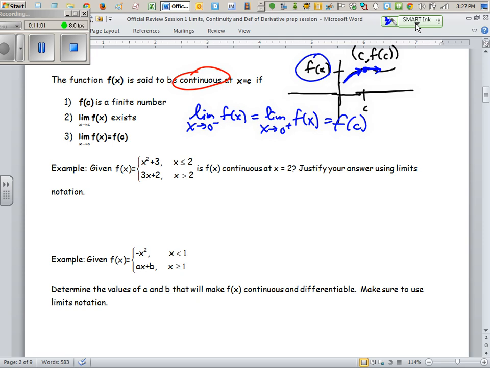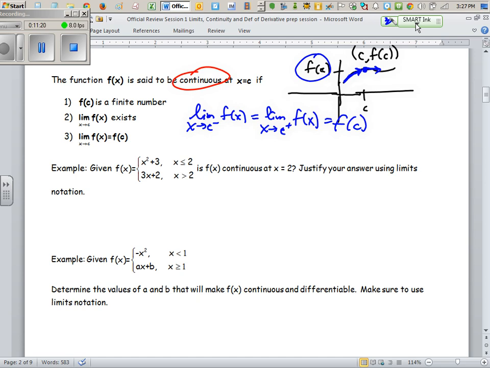Did you mean to write the limit as x approaches c from the left? C, not zeros. Thank you. Yes, I meant to put a C minus and a C plus here. C could be 0, but it doesn't have to be. Right, thank you.